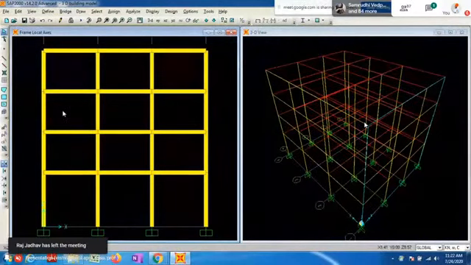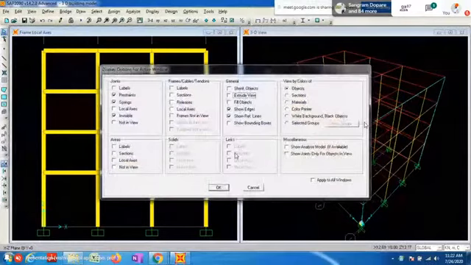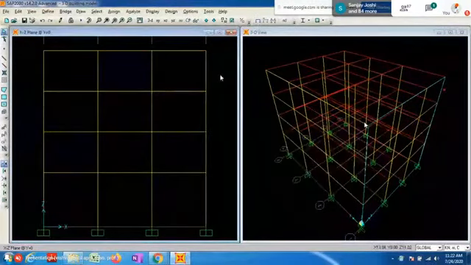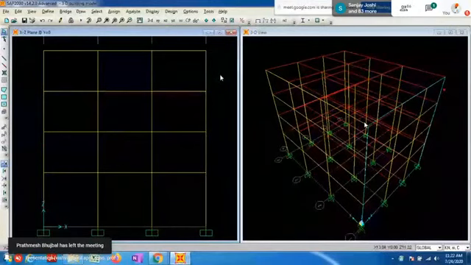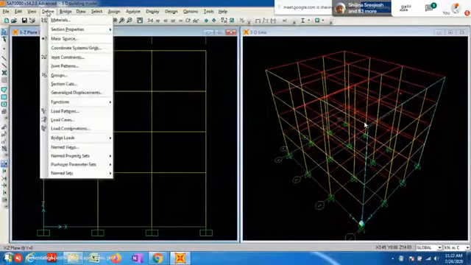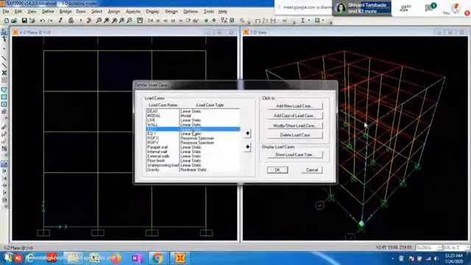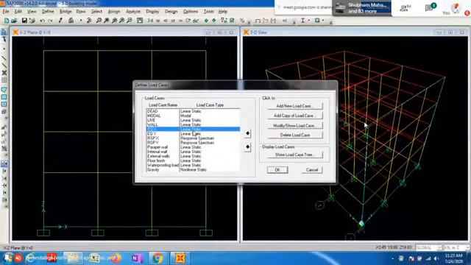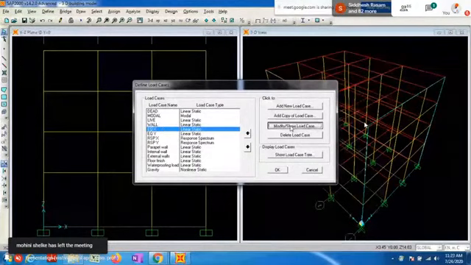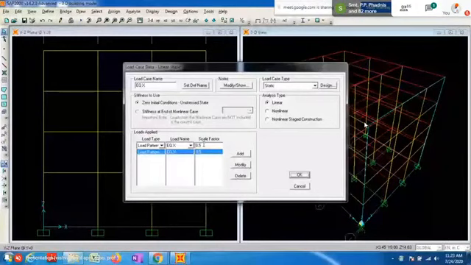Okay, the next is that the scale factor has also been changed. Which scale factor? The equivalent static, I will show. Load case. Now we have defined two load cases: the equivalent static load case along the x direction and along the y direction, as per IS 1893 equivalence. So this is the scale factor. This is modified. Previously it was kept as 1. Now it is modified to 0.5.